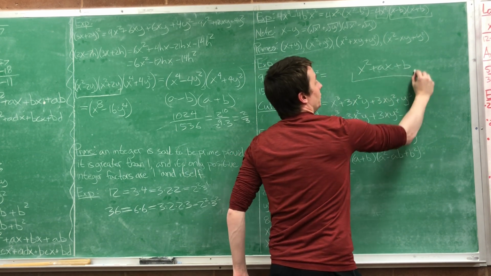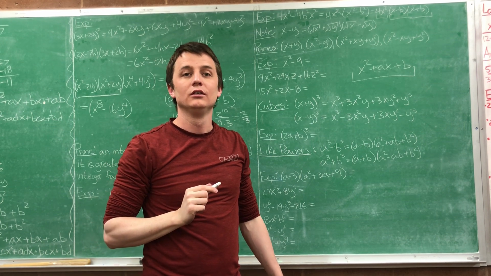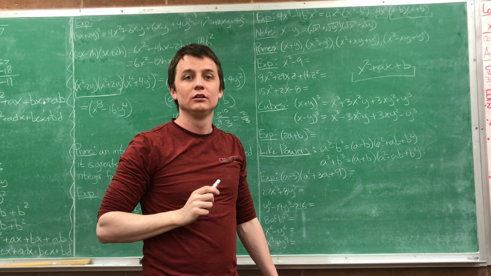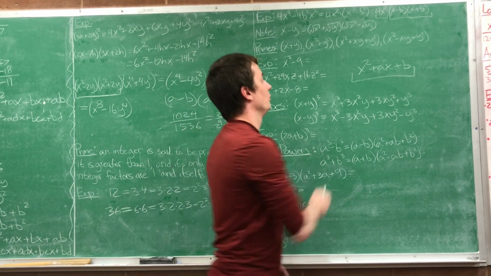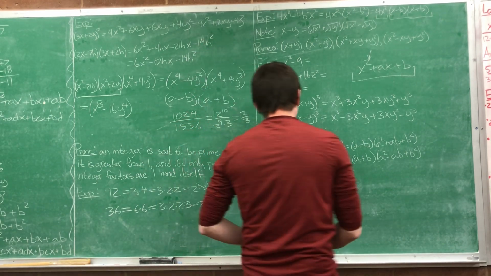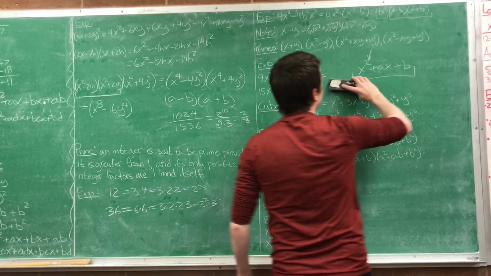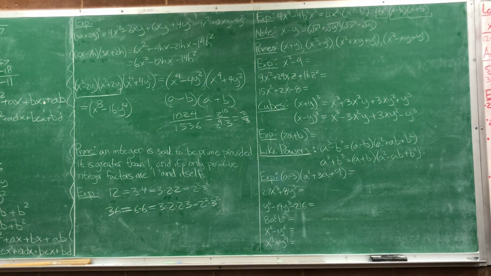But this is not a binomial because it has 3 terms. That'd be a quadratic trinomial. Yeah, you could call that. So quadratic refers to the degree. Binomial is talking about how many terms are actually in it. Okay.